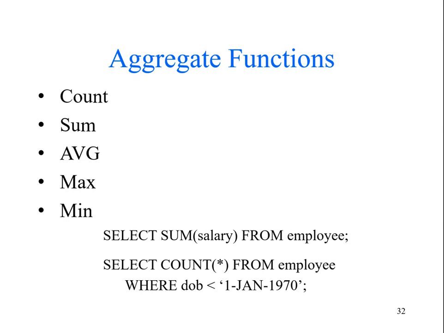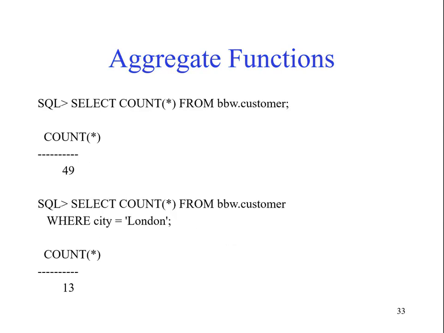The first select command, as we said, returns the sum of the values. The second one returns the count of employees who were born later than a specific date. All right, so let's have a look at two examples just to warm you up a little bit.